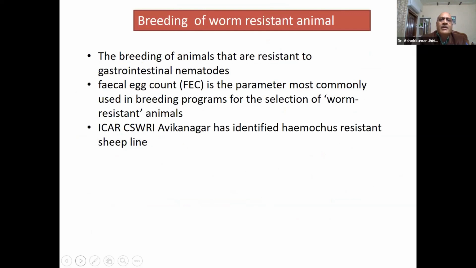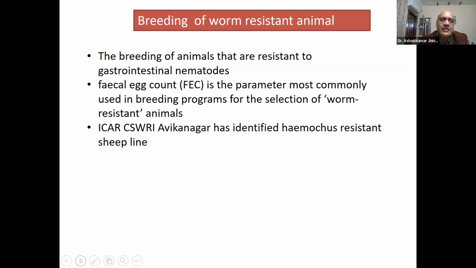So, breeding of worm-resistant animals. This is also one of the approaches. As you know, animals have different levels of susceptibility. Some are highly susceptible, some are low susceptible, some are not susceptible. They are classified as worm-resistant animals. This is being researched in organized farms, particularly for Haemonchus contortus in sheep and goat. We find that there are certain animals which are worm resistant. If you opt for these animals in the breeding plan, you will find the animals are of low susceptibility or resistant.